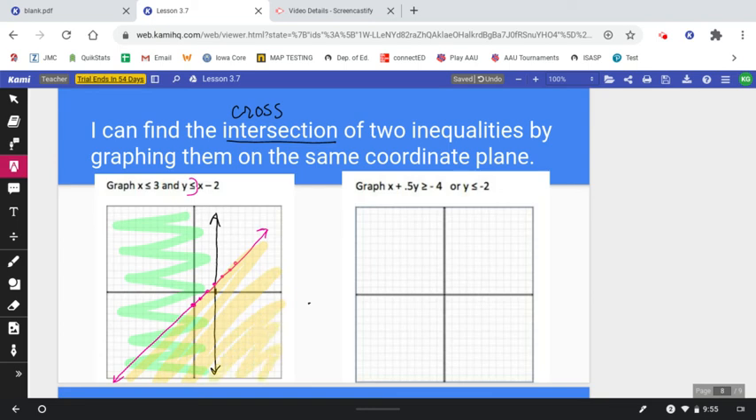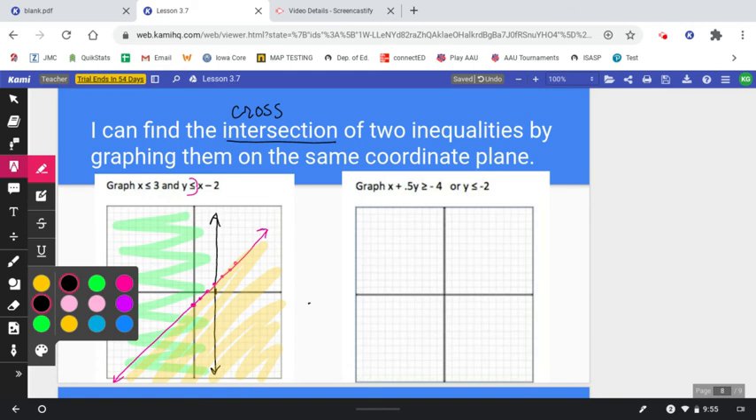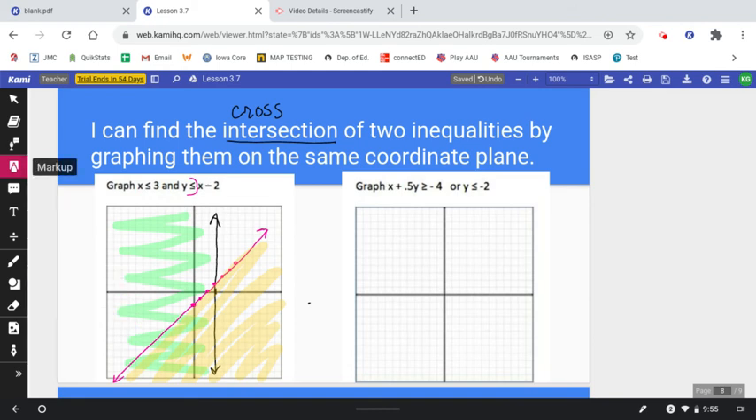So now I look for the area that is the intersection, or the area that they have in common. And the area they have in common, where there's both green and orange shading, is right here. So this will be my final intersection.